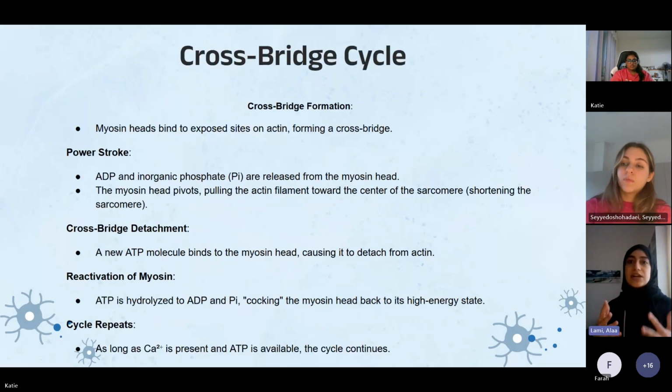All right. So how does the contraction actually happen? What are the cross bridges being formed? As we just said, a certain site has been uncovered on actin. So now the myosin head in specific is going to bind to those exposed sites, and then the head is going to release ADP and inorganic phosphate, and then it's going to pivot. When it moves, it pulls the actin filament toward the center of the sarcomere, and that shortens it because they slide over each other. Then when a new ATP molecule binds to the myosin head, it detaches from the actin, which obviously will stop the contraction. ATP is then hydrolyzed to ADP and inorganic phosphate, and that moves the myosin head back into its high energy state. As long as we have calcium and ATP, the cycle can continue.